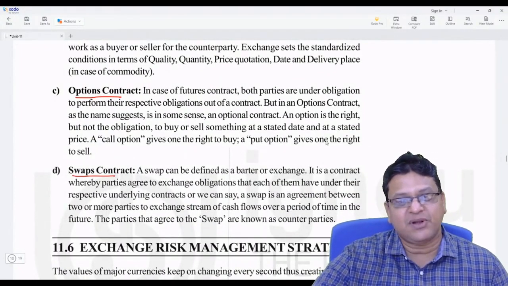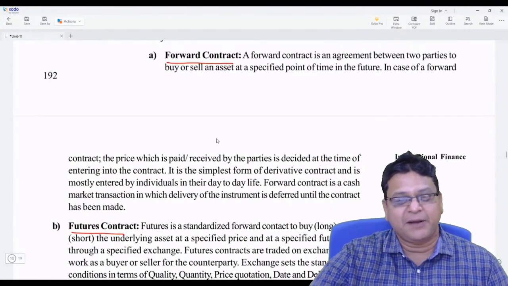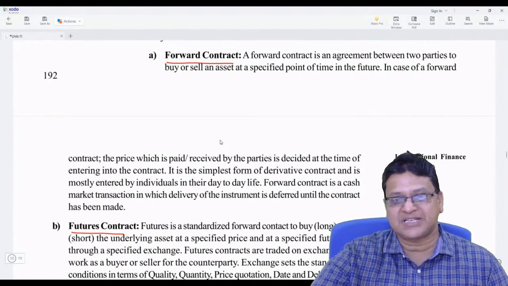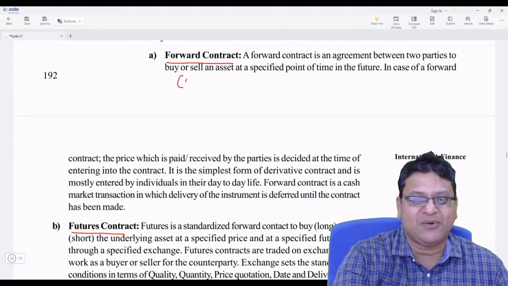A forward contract is a contract where the terms and conditions are decided today, and payment and delivery will be made on a future date. That is known as a forward contract. These forward contracts are OTC contracts.